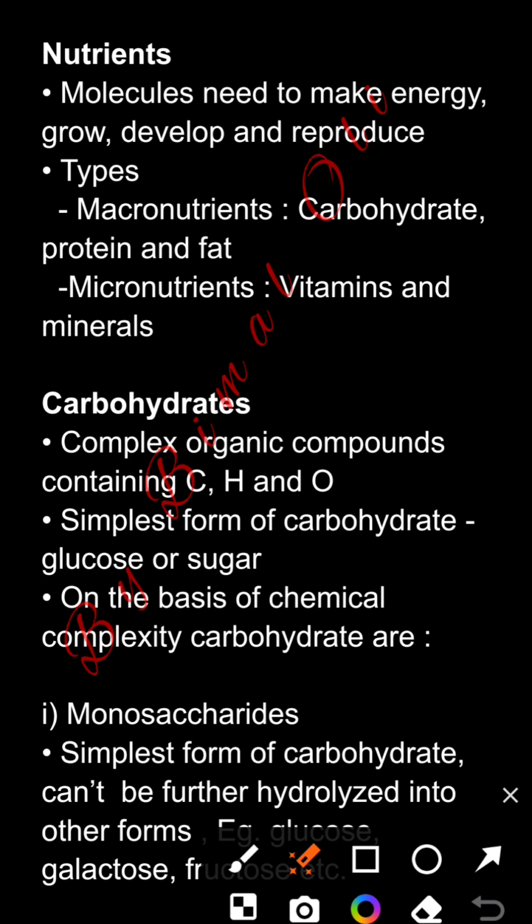Nutrients are mainly two types, that is macronutrient and micronutrient. Macronutrients are the nutrients which are required in large amount, that is carbohydrate, protein, and fat. Similarly, micronutrients are required in our body in small amount, that is vitamins and minerals. Now first of all, carbohydrates.